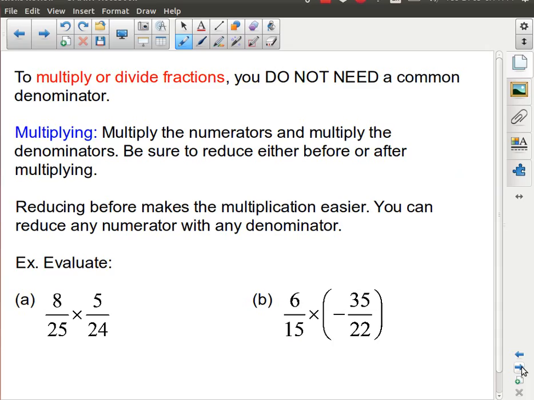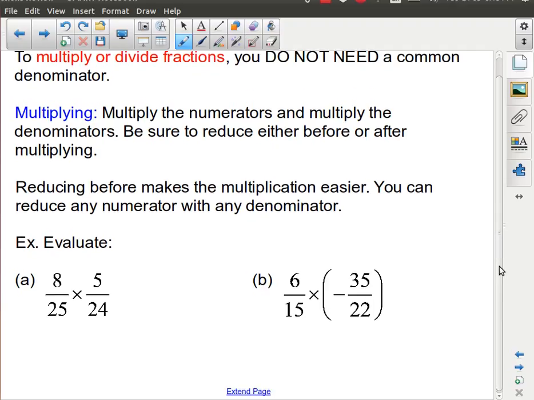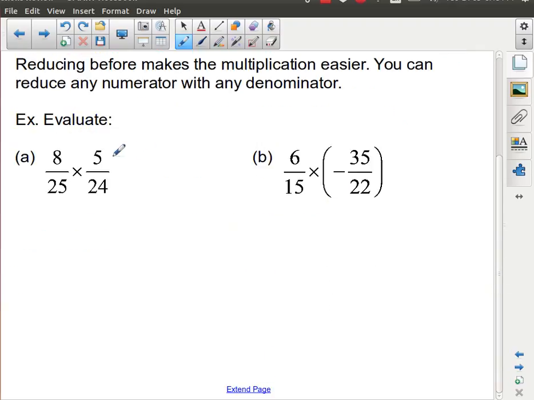Next case, multiplication or division. We don't need a common denominator for this. The rule for multiplication is about as straightforward as you're going to find. You multiply the numerators together and you multiply the denominators together. Simple as that. So here I'm going to extend this a little bit, and multiplying the numerators together, I get 8 times 5. That gives me 40. And then I get 25 times 24.